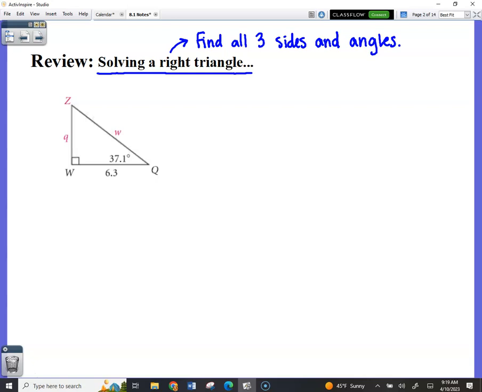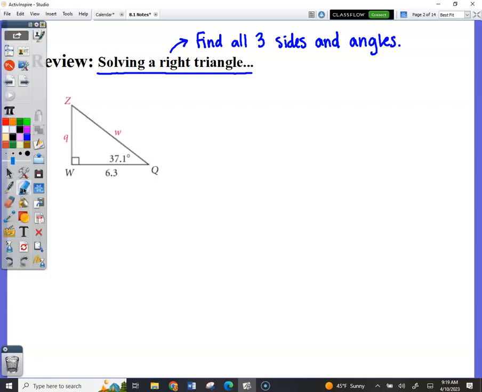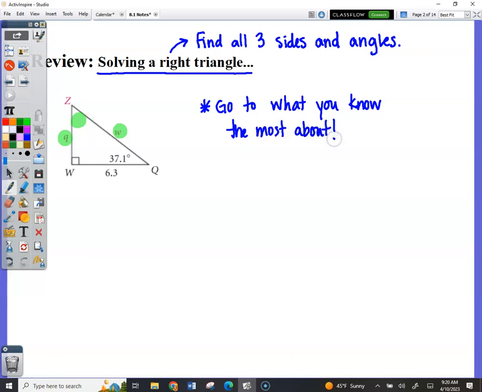So if you look at it, if you have a highlighter, you could say to yourself, okay, where is the missing information? There's a missing side here, a missing side here, and then this angle is missing, which is called angle Z, right? There's three sides, three angles every time. The technique for solving a right triangle is go to what you know the most about.